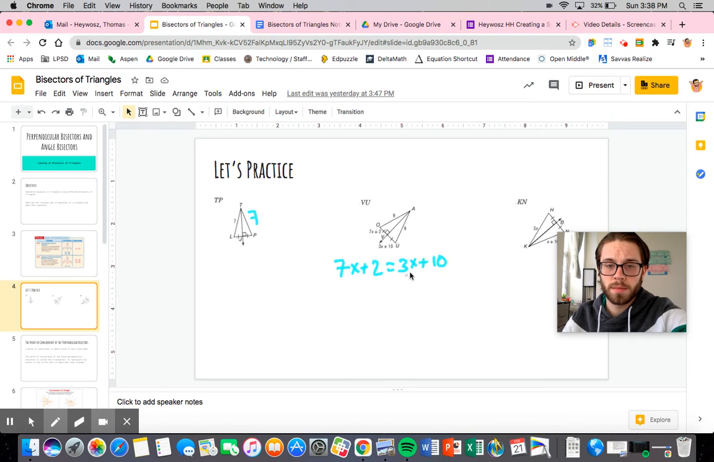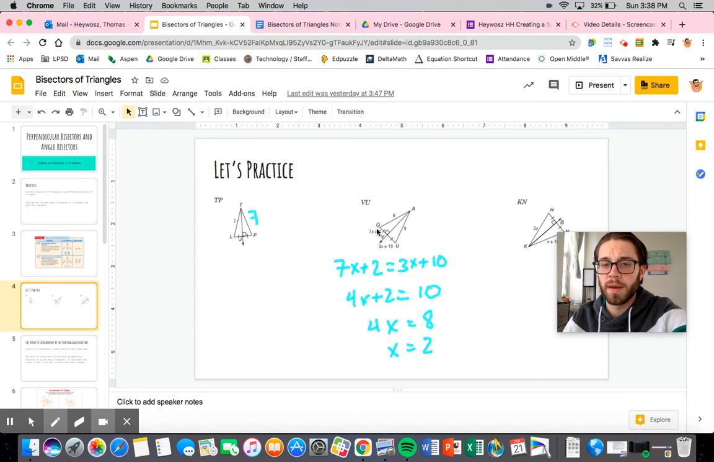All right. So subtract the 3x, so we get 4x plus 2 equals 10. 4x equals 8. X equals 2. Now, it's not asking for x, it's asking for VU. Now, VU is 3x plus 10.